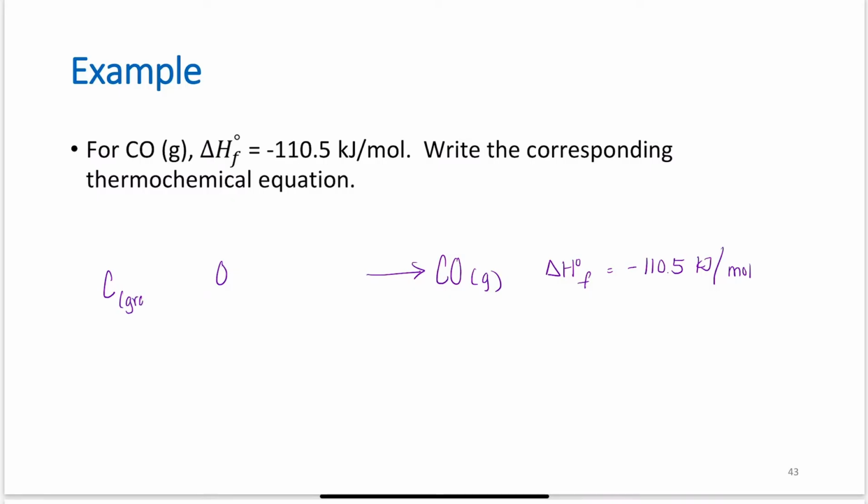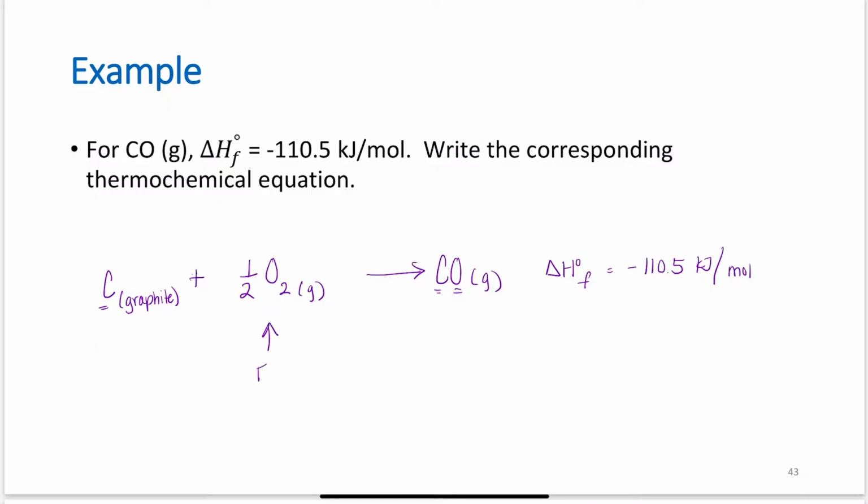Carbon, how do you know this? You just have to memorize carbon. Carbon's most stable form is graphite. So it'll be carbon, graphite. 1 carbon, 1 carbon. Oxygen is a diatomic and gas phase. I need 1 oxygen here. I need to balance this equation. I'm going to say 1/2 O2.